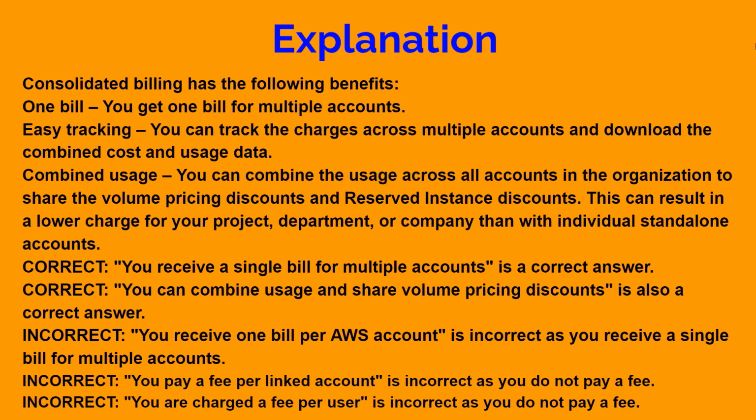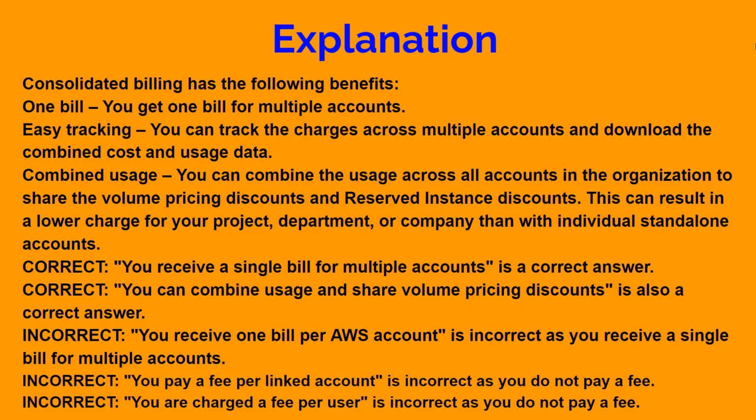Explanation. Consolidated billing has the following benefits. One bill: you get one bill for multiple accounts. Easy tracking: you can track the charges across multiple accounts and download the combined cost and usage data. Combined usage: you can combine the usage across all accounts in the organization to share the volume pricing discounts and reserved instance discounts. This can result in a lower charge for your project, department, or company than with individual standalone accounts. Correct. You receive a single bill for multiple accounts is a correct answer. Correct. You can combine usage and share volume pricing discounts is also a correct answer.